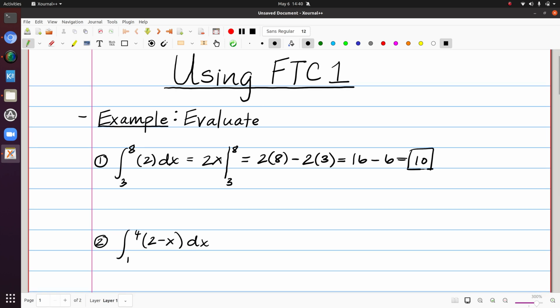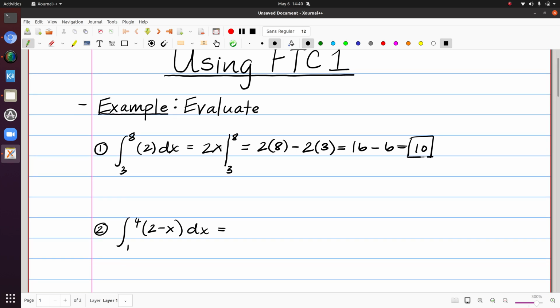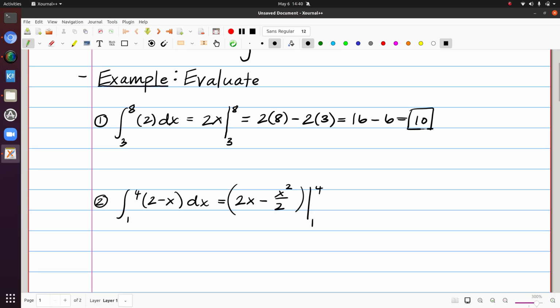For this next one, again, I have a continuous function over the interval from 1 to 4. I need to find an antiderivative. So the antiderivative of 2 that we just talked about was 2x. And then likewise, I can subtract an antiderivative of x squared over 2. And we want to evaluate this from x equals 1 to 4. So we're going to plug in 4 first. So 2 times 4 minus 4 squared over 2. And then we're going to subtract what we get when we plug in 1.